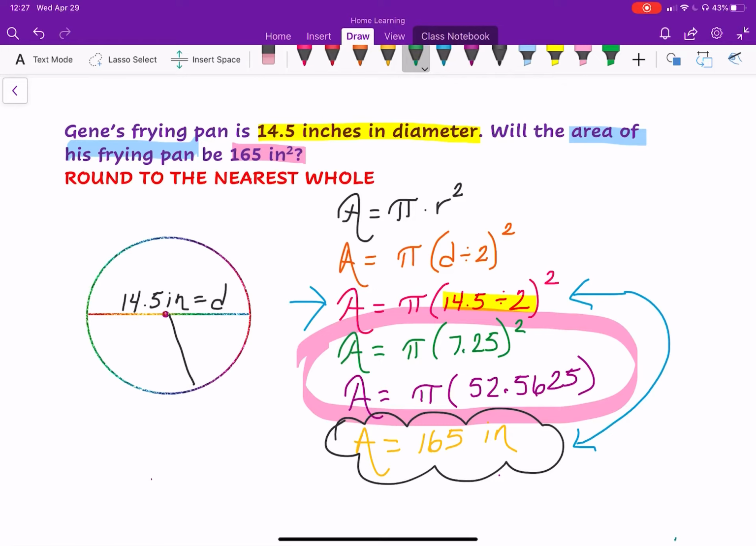We got our final answer of 165 inches squared, because it's area. Remember, units are very important, guys. So please try to remember to write them down.